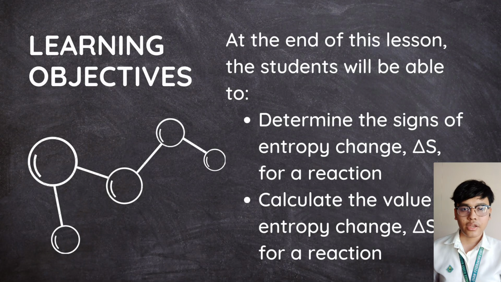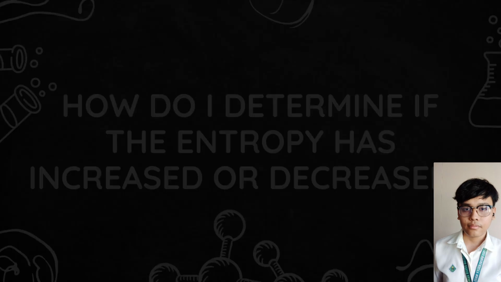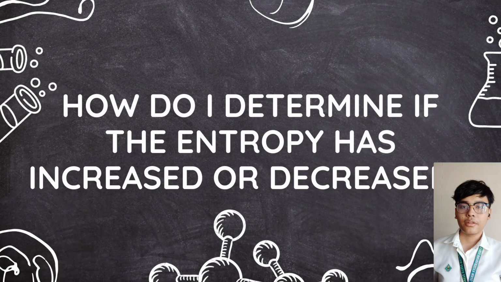For our learning objectives, at the end of this video lesson, a learner should be able to determine the signs of entropy change for a reaction and calculate the value of entropy change for a reaction. So how do we determine whether entropy will increase or decrease? Before we move on to that, we have to know what entropy is.